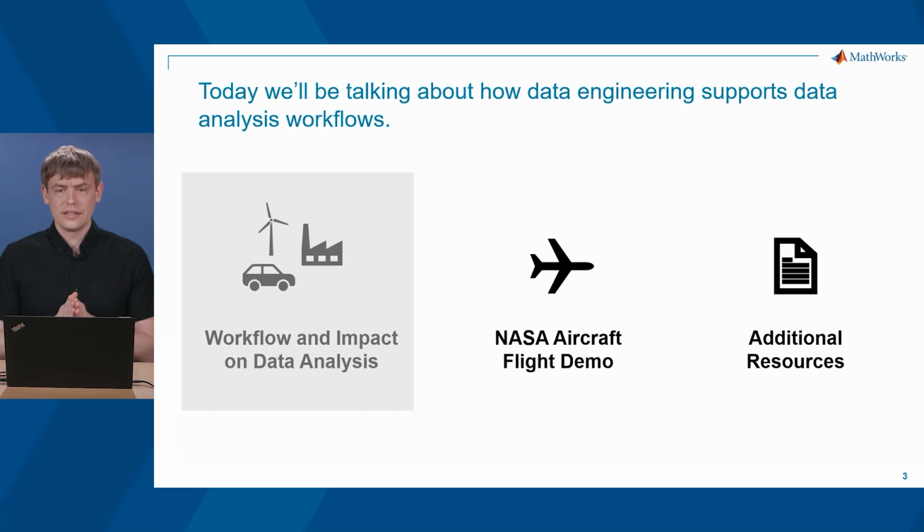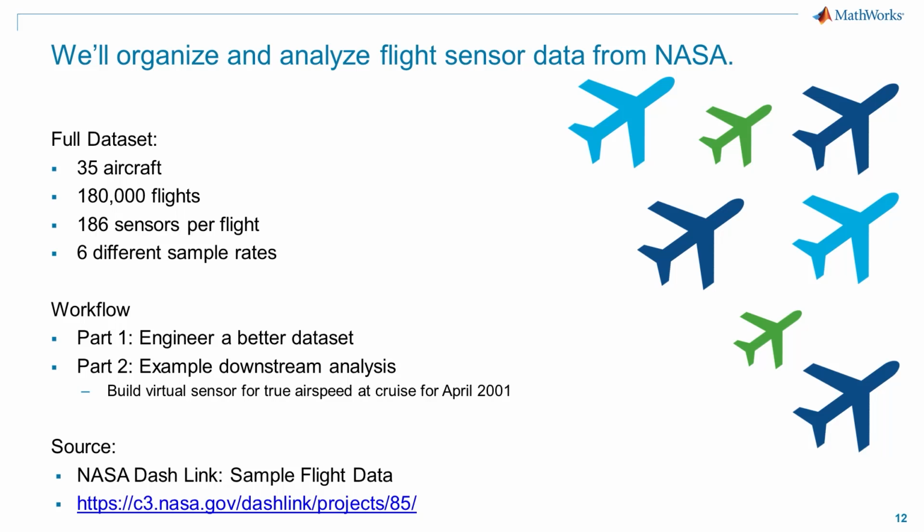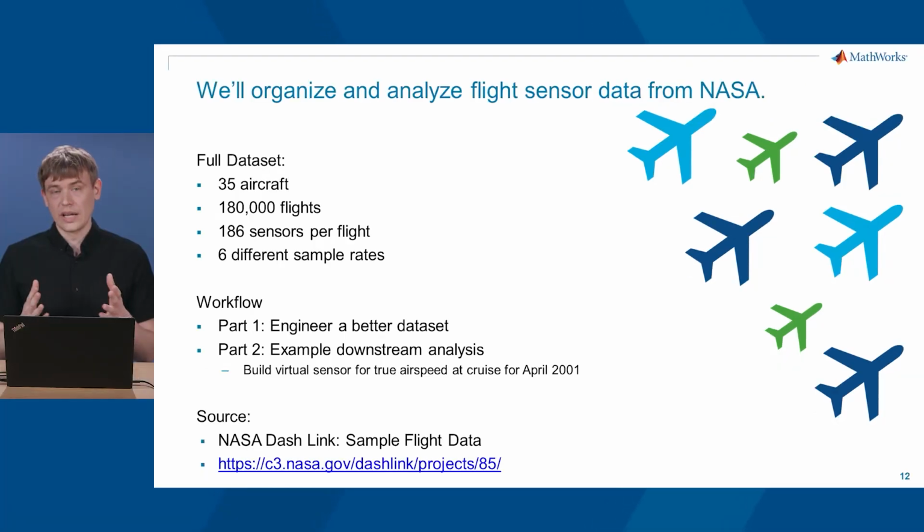And today we'll look at an example that is fairly similar to what's happening at Ford. So let's jump in. Our case study today involves public data published by NASA from commercial airline flights. The full data set is large enough that we can't load it into RAM at over 280 gigabytes of MAT files. It consists of over 180,000 flights from 35 aircraft and is provided as one MAT file per flight.